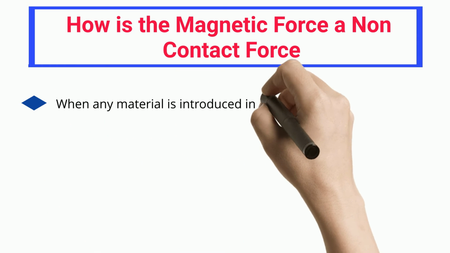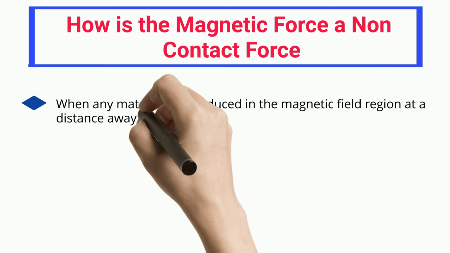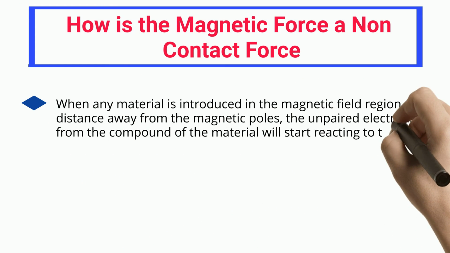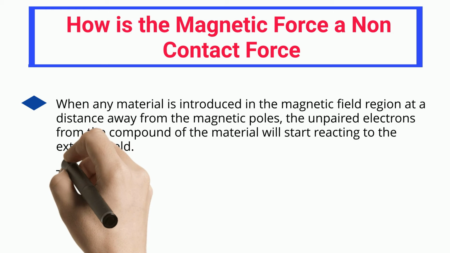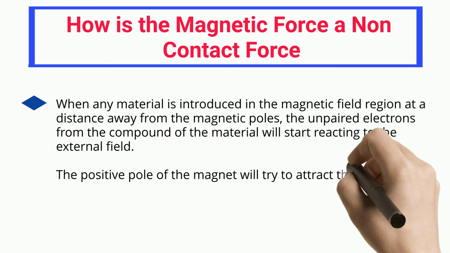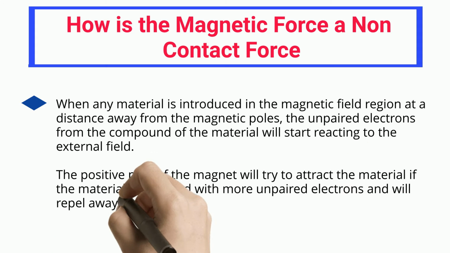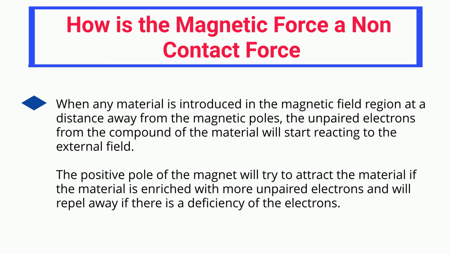When any material is introduced in the magnetic field region at a distance away from the magnetic poles, the unpaired electrons from the compound of the material will start reacting to the external field. The positive pole of the magnet will try to attract the material if the material is enriched with more unpaired electrons, and will repel away if there is a deficiency of the electrons.